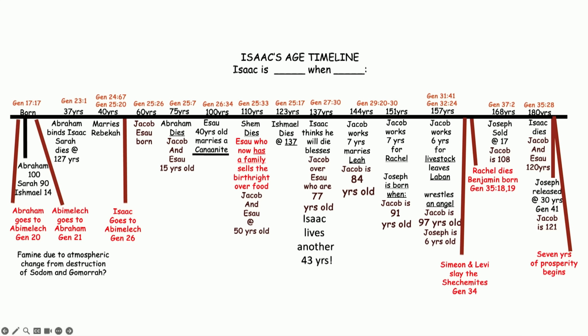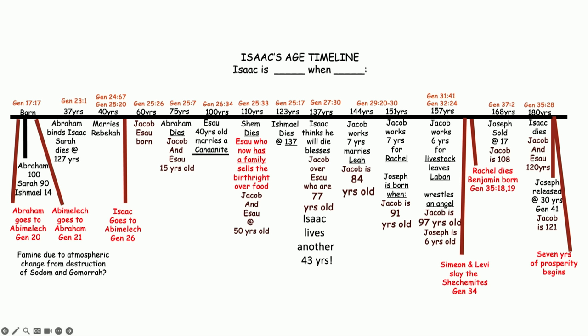Now, how old is Abraham when Jacob and Esau are born? 160. Therefore, they knew grandpa for 15 years. That's how long they knew grandpa, Abraham, 15 years. Now, I want to show you this timeline. Oh, we should have a handout for you. I don't know if you can read this, but I made this chart.